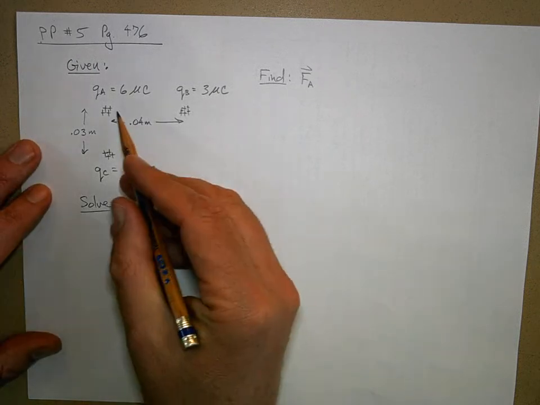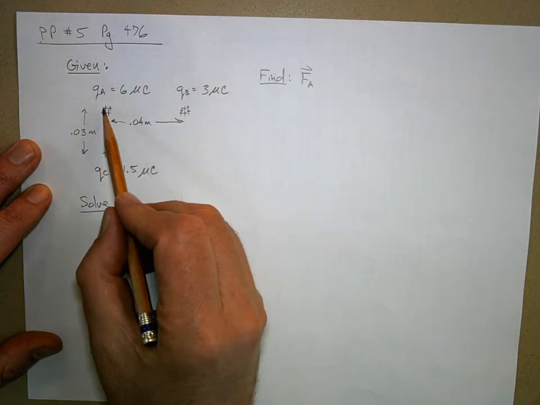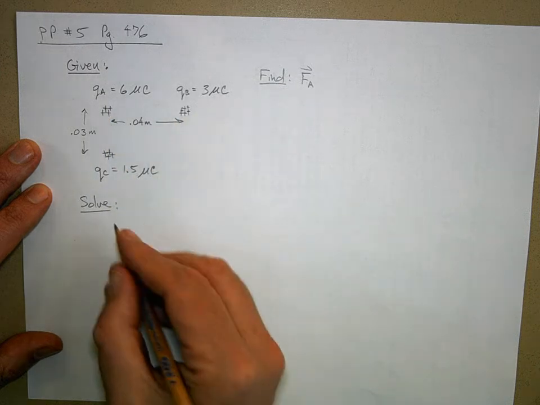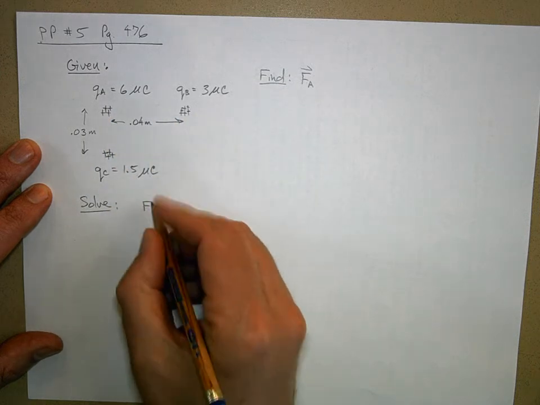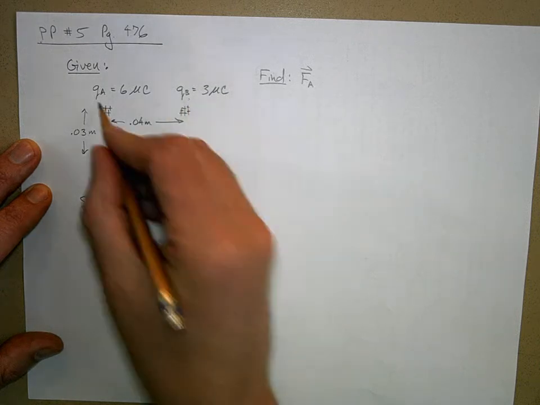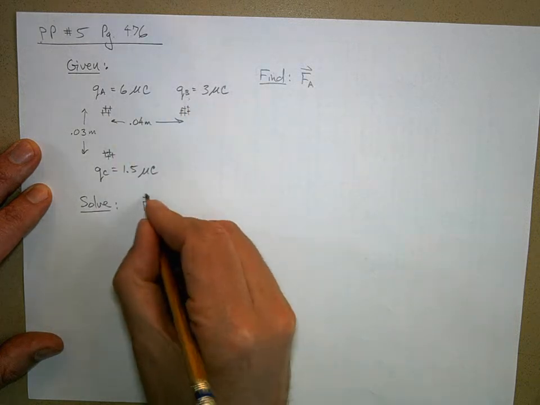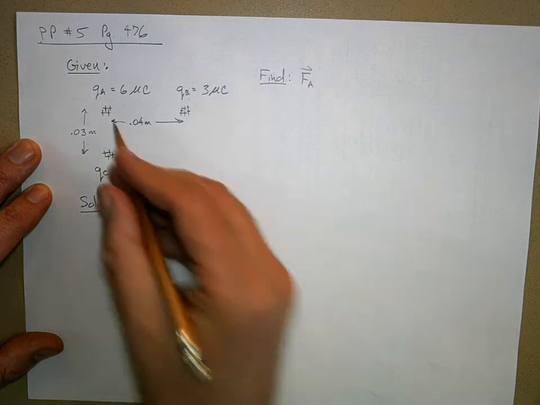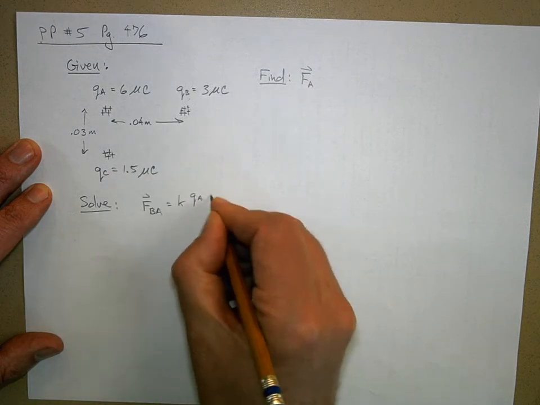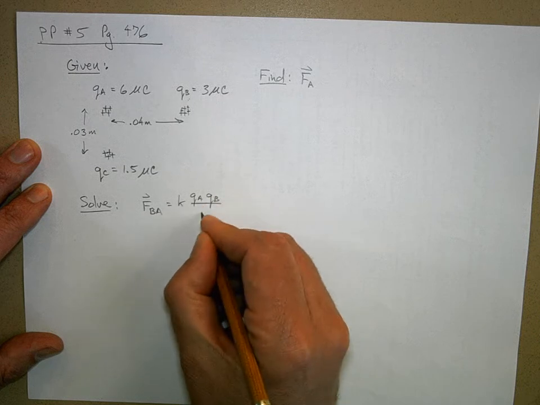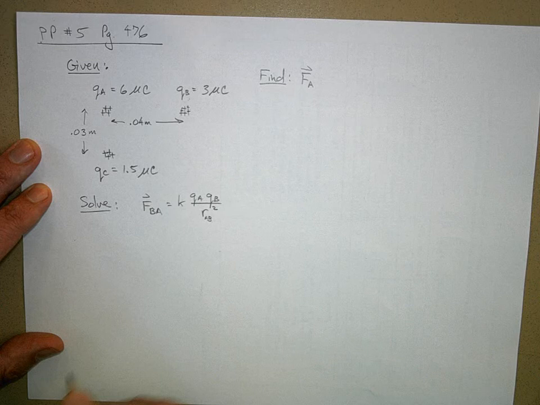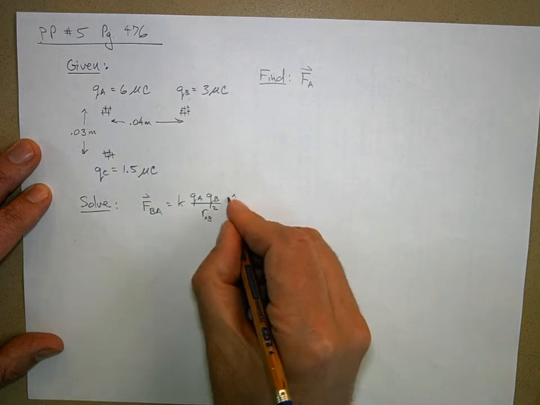So what's the force on A? Well, let's figure out what force B is applying to A. So this is what I do. The force of B on A, we're going to use Coulomb's law to do that. So this is K QA QB over R from A to B squared. That's Coulomb's law in the r hat direction.